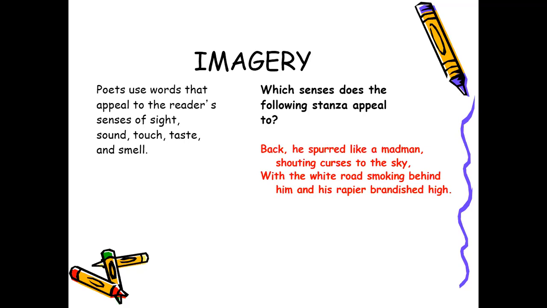For example, shouting. When I shout, you do what? You hear. So what sense did we use here? Hearing. With the white road smoking behind. White road. How can you know that it's white? When you see it. So he used sight.